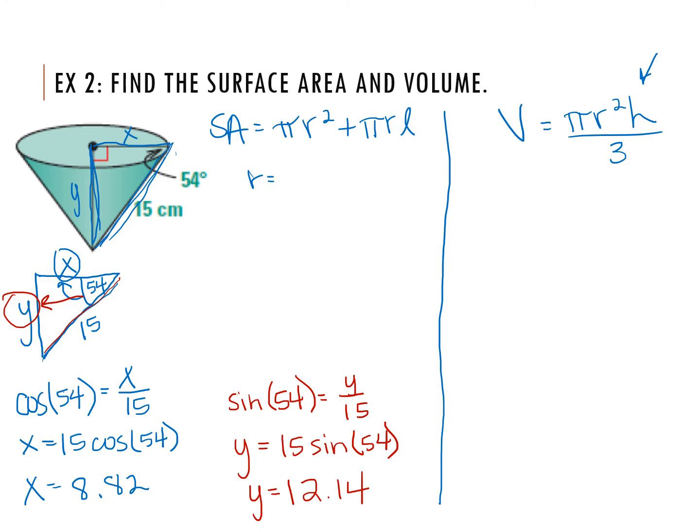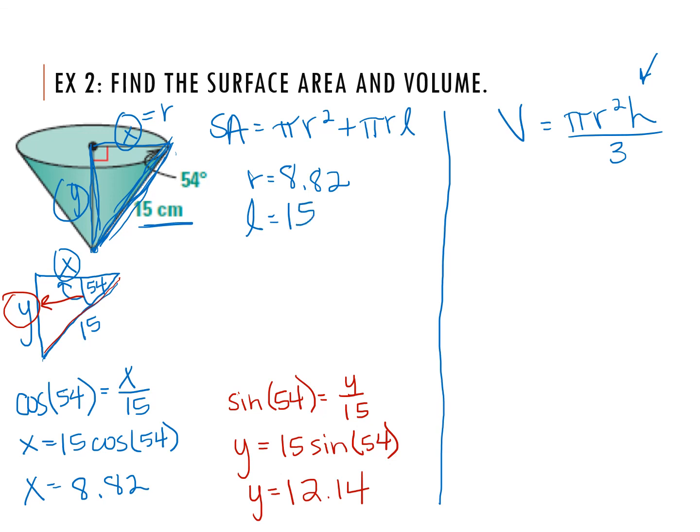So, how does this help me when I jump forward and I try to find the surface area? Well, we just found x and we found y. So x is actually my radius. So now that I have my x value, I can put 8.82 in here for my r. And then I need to know my slant height. If I look at this picture, the slant height goes from the point to the edge of our cone. So that is actually given to me. We know that is going to be 15.